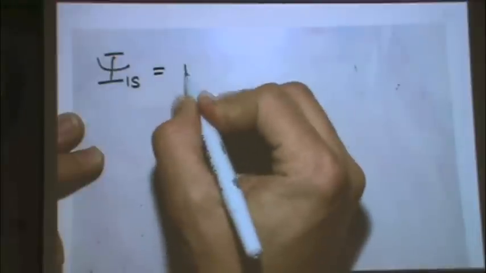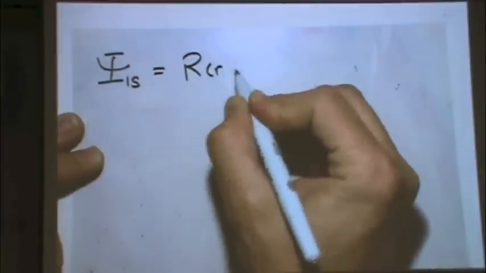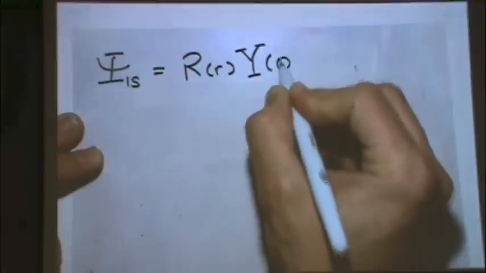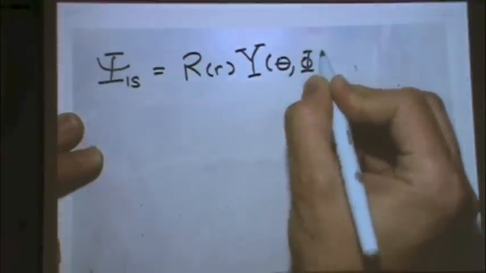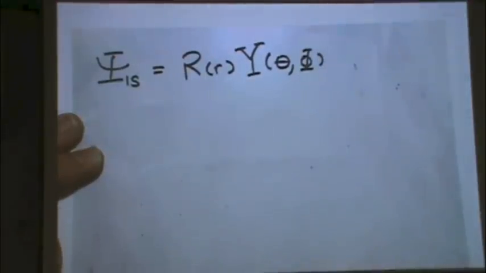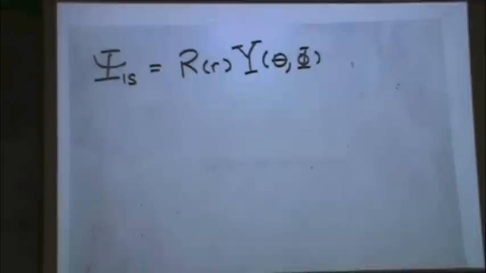Okay, let's say, for example, we had a psi of 1s wave function, okay? Last time, we found that you can factor that up into the R, which is the radial part, and the Y, the angular part of that wave function. Okay, the radial and the angular part.